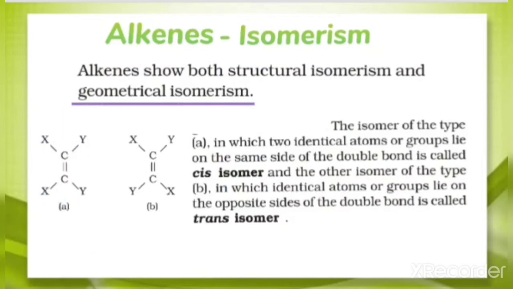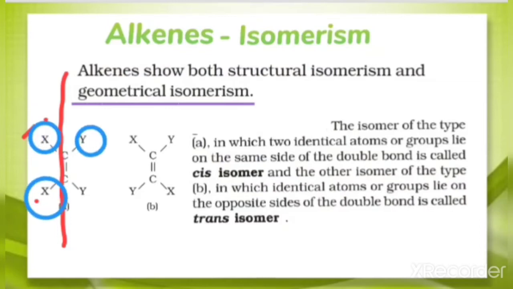So how can you easily find out which one is cis and trans? Make a line over the double bond. Whenever you have a molecule, make a line over the carbon-carbon double bond and look at either side. If the same groups, here the group X, are on the same side, and here also the same group on the same side, then it is called a cis isomer.